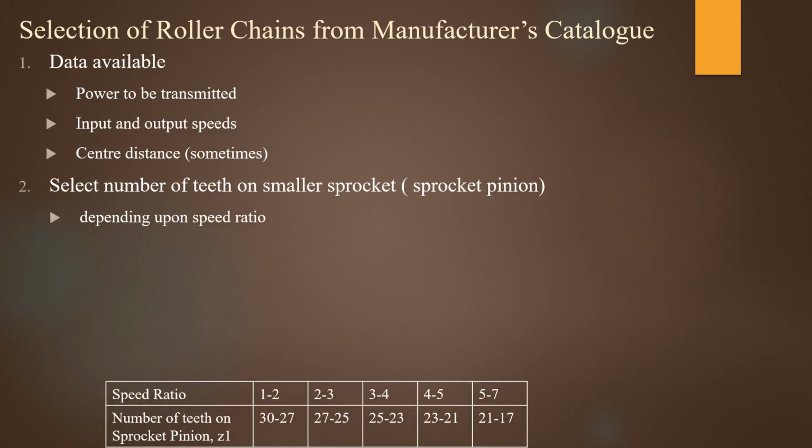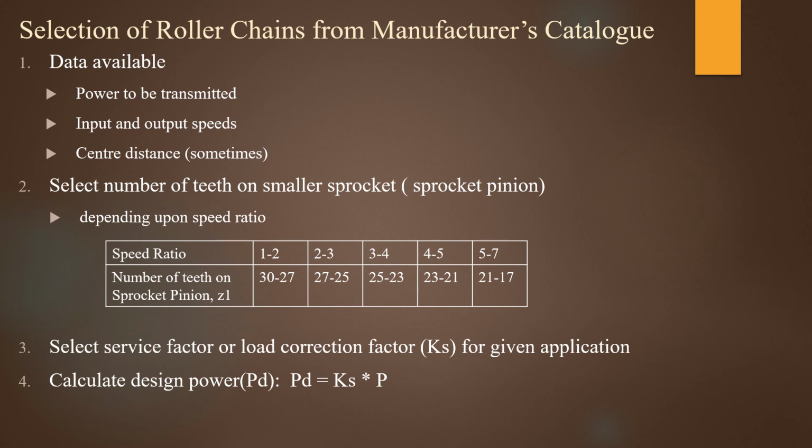Now we will move to the selection of roller chains from the manufacturer's catalog. There are several steps to select a chain from the manufacturer's catalog. First is the data available. It may be the power to be transmitted, input and output speed, and sometimes the center distance is given.